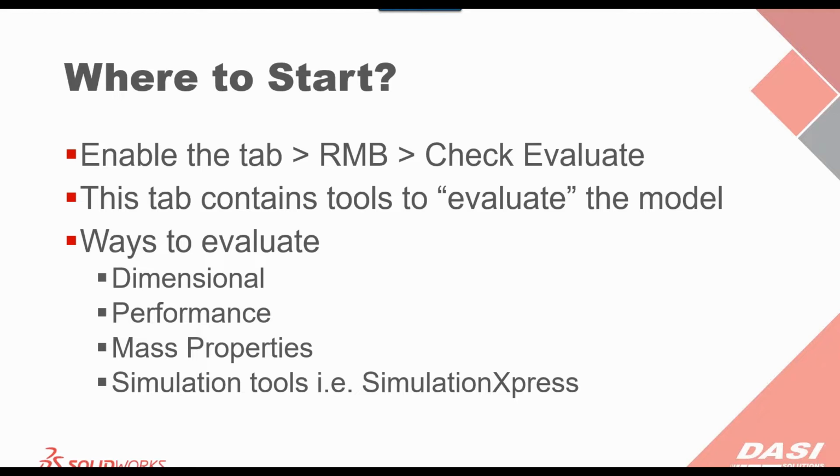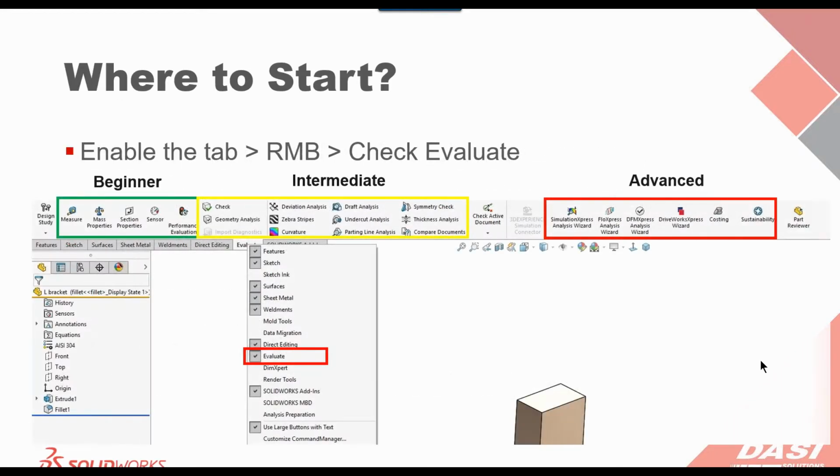There's, on a high level, a few different ways that are classified to evaluate the model. These are things like dimensional, the performance of the model, the mass properties, and then of course you have your simulation tools like Simulation Express, Flow Express, those types of things. So this is basically how I've broken it down. I'm going to show you how to access this in SOLIDWORKS in a moment here. But basically this tab, the Evaluate tab, has about 3 different categories. There's a beginners category, there's intermediate, and then there's the advanced category essentially.